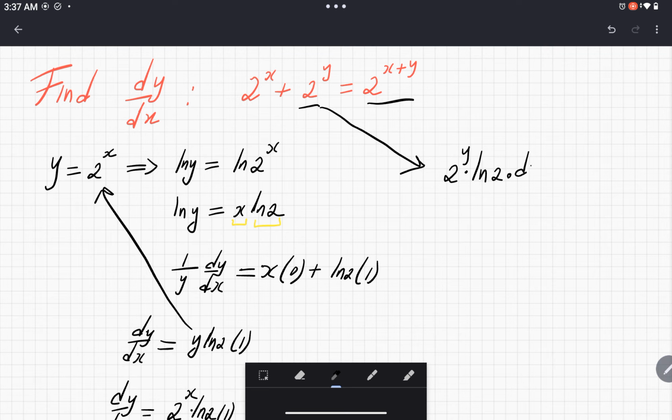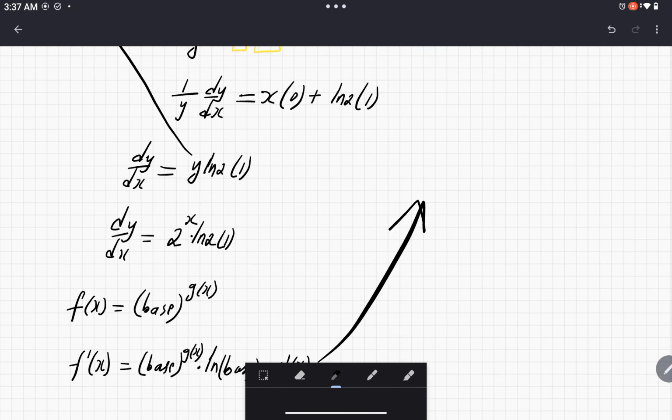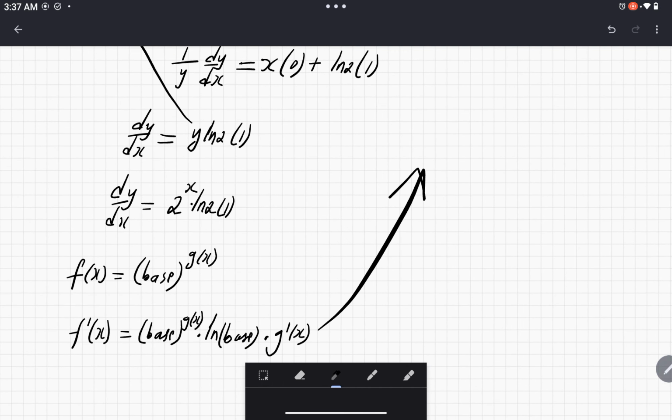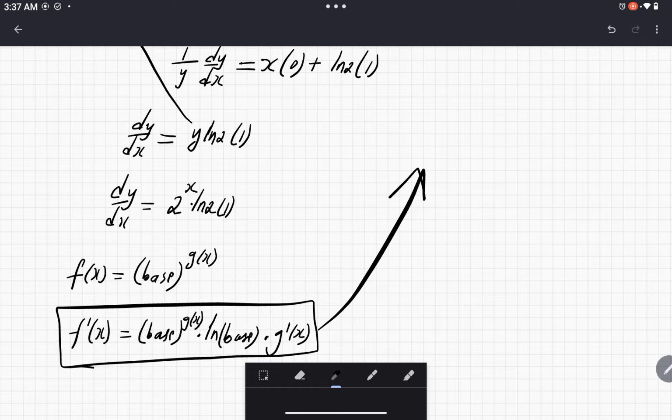So multiply by dy on dx. It's that easy. So we don't need to go through all of these steps in order to come up with our solution or with our derivative.